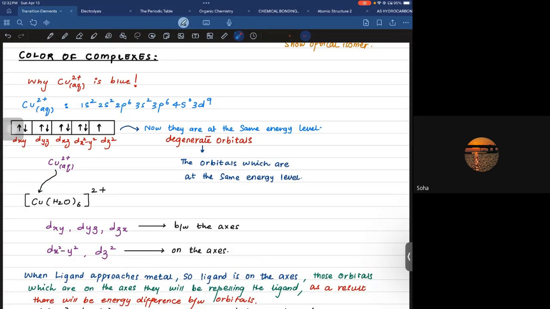How many water molecules do you have? Of course, 6. Water is acting as a ligand. Okay, so now you need to know if you have 5d orbitals. So what are they? I would say that three orbitals are between the axes and two orbitals are on the axis. What do you mean by this, on the axis and between the axes?